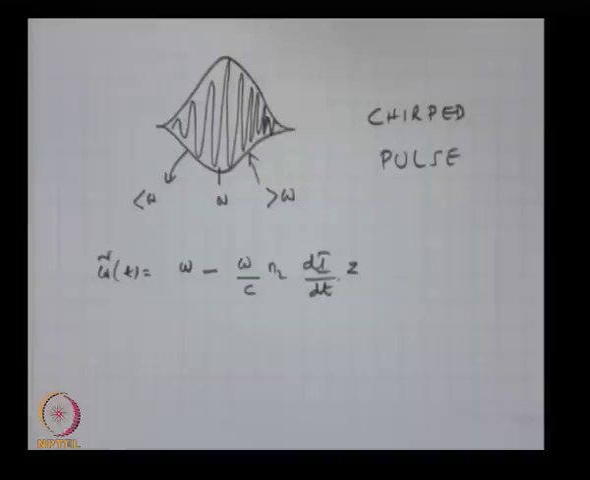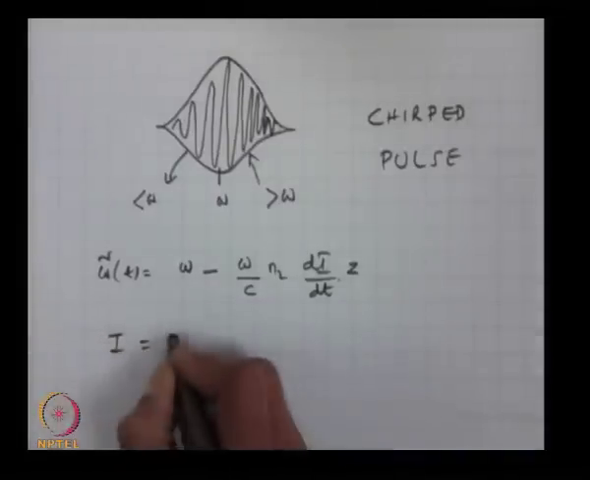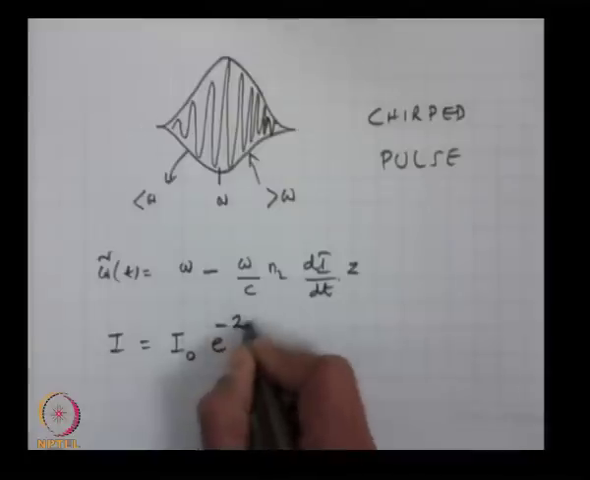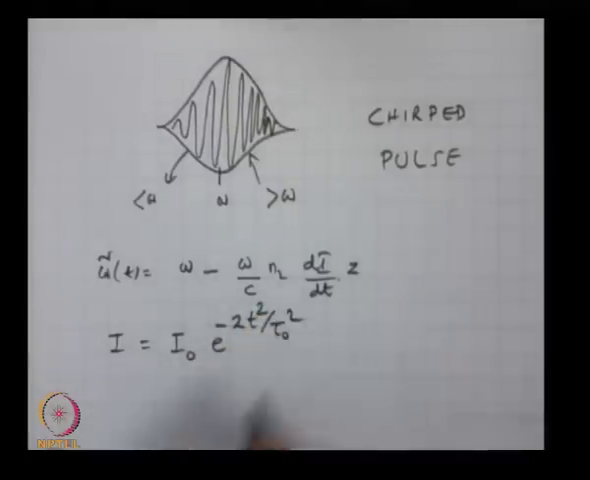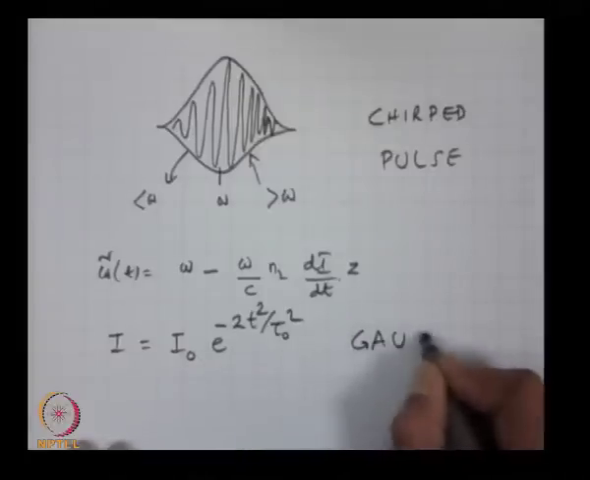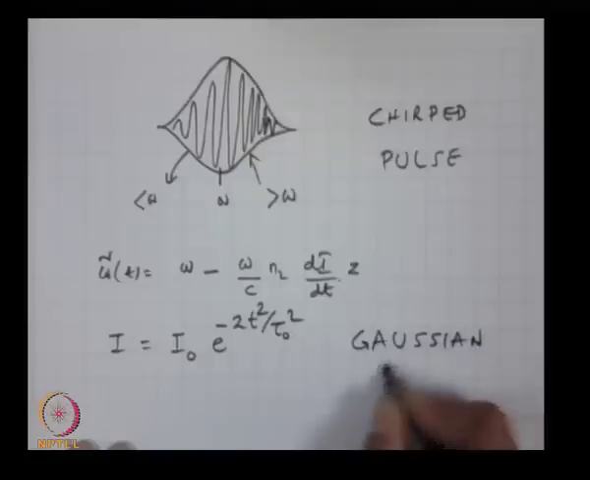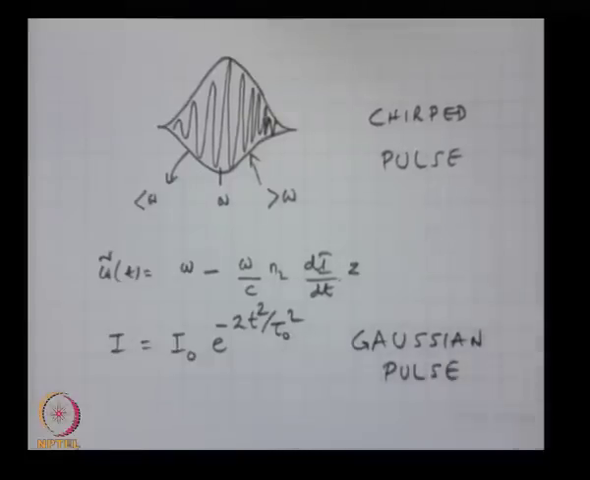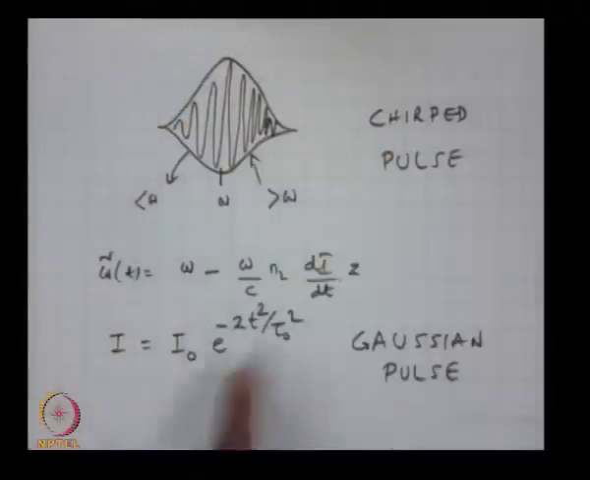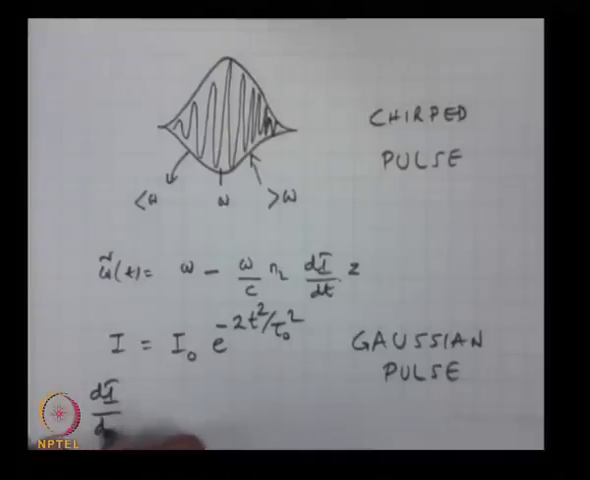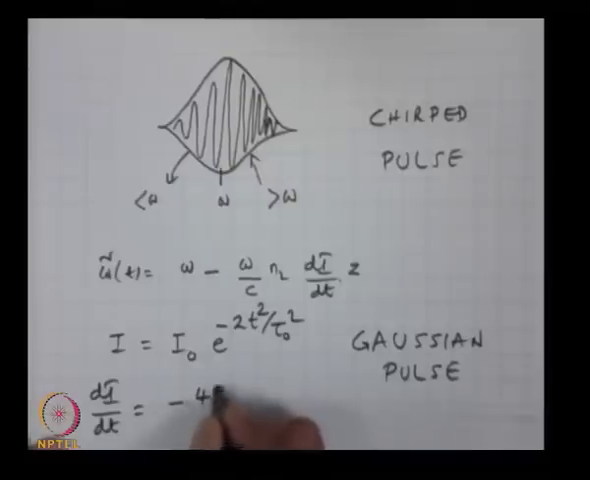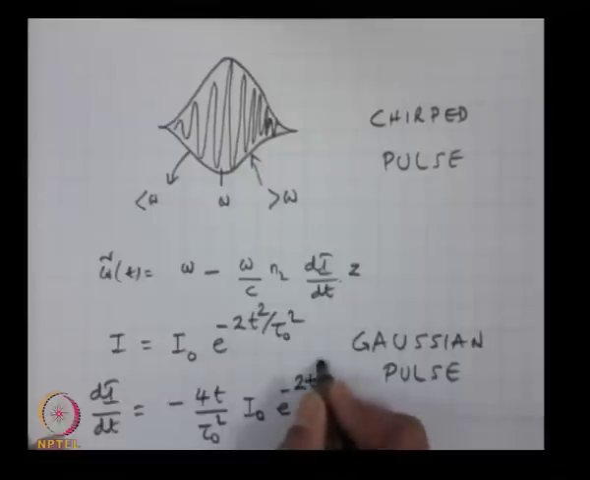Okay. Now let me take some typical examples. So I is equal to, let me take a Gaussian pulse, I naught exponential minus 2t square by tau naught square. This is called a Gaussian pulse. This functional dependence is a Gaussian. And so this means that the intensity increases and decreases like this in a Gaussian fashion. So dI by dt is equal to minus 4t by tau naught square I naught exponential minus 2t square by tau naught square.